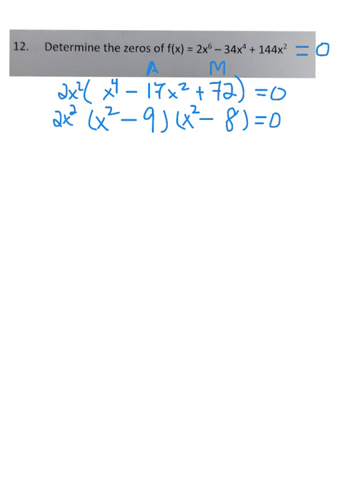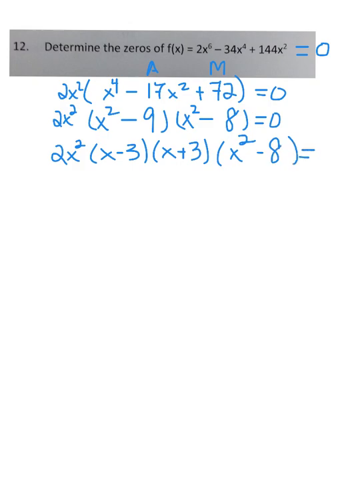Okay, and let's just double check. If I add negative 9 and negative 8, I get negative 17. If I multiply negative 9 times negative 8, I do get positive 72. So I know that I'm good there. But I also notice that right here, I have a difference of squares. So I want to take that a step further and keep going with that. So I've got 2x squared, then I've got x minus 3, x plus 3. And I do not have a difference of squares here because 8 is not a perfect square, so I'm just going to bring that down. Okay. All right. So those are my factors.